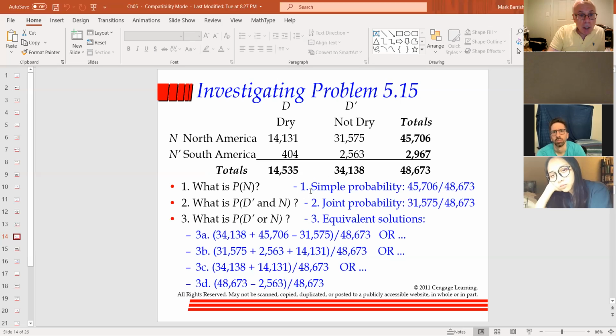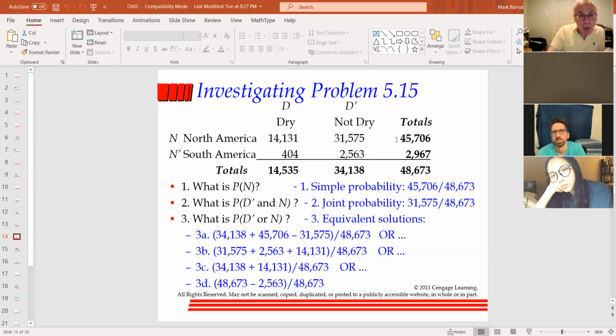Although that's not what they have here. Let's see. Not D is these two. So this is not D. And N is this number here. So it would be the sum of these two numbers minus the 31,575. The sum of these two numbers minus 31,575 would give the numerator. So I don't know if they're doing this right. Let me see. Not D or N: you add these two and subtract what's common, which would be this.